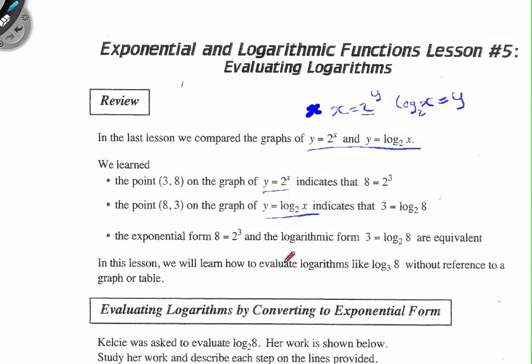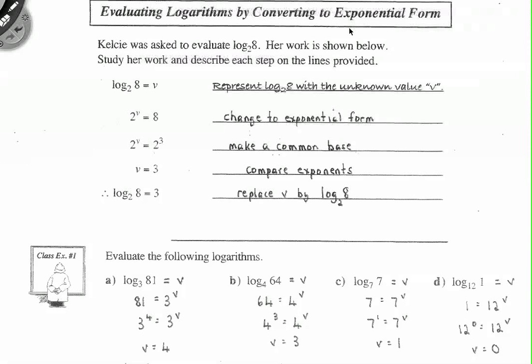And in this lesson we will learn how to evaluate logs like this, without reference to a graph or a table. Well, one way to do this is by evaluating logs by converting to exponential form. Kelsey was asked to evaluate this, and her work is shown below. She sets the log to a specific value, and to use v for value. So log 8 base 2 has a particular value, and that's exactly what we're looking for. What does log 8 base 2 equal?